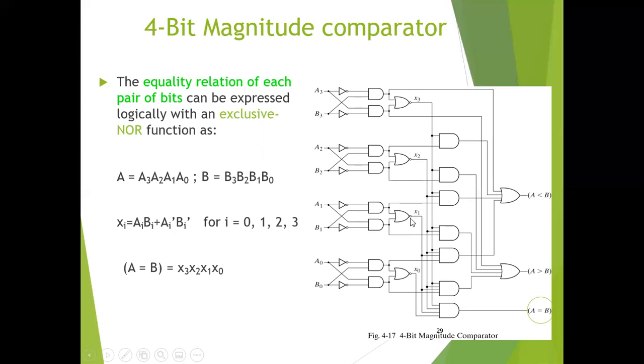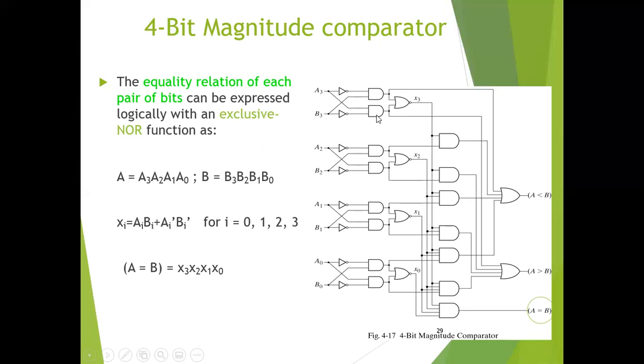x3, x2, x1, and x0. We can see that Xi, and as this is a 4-bit magnitude comparator, the values of x will be x0, x1, x2, and x3. To implement this part of the magnitude comparator, we use the exclusive NOR gates, and their implementation is here by using the AND, OR, and NOT gates.